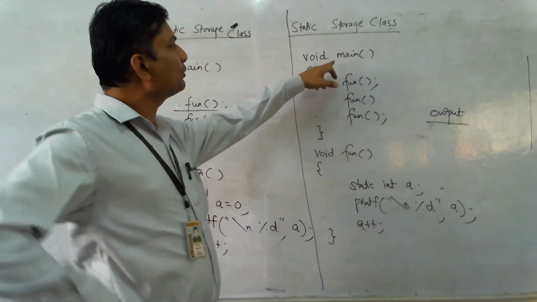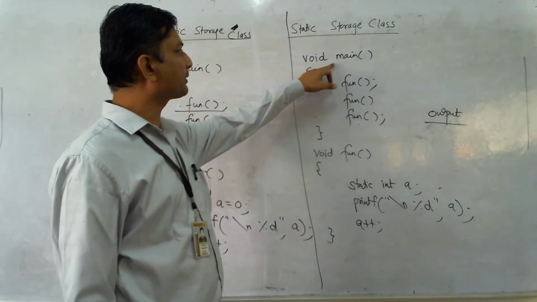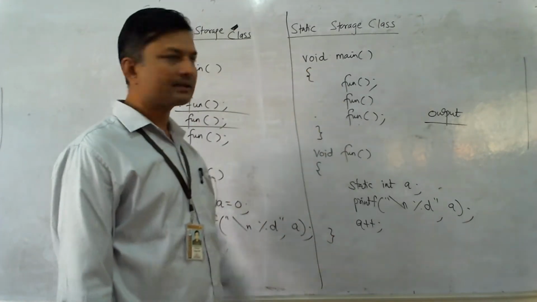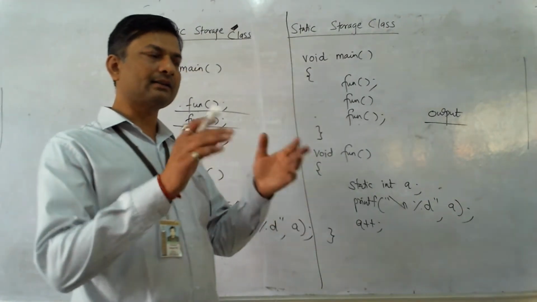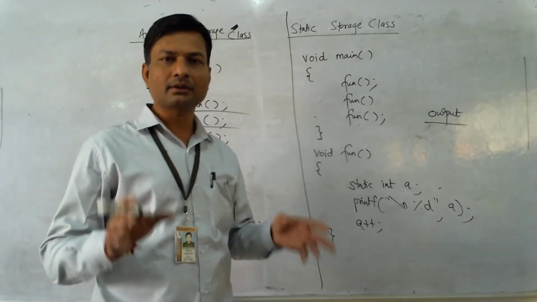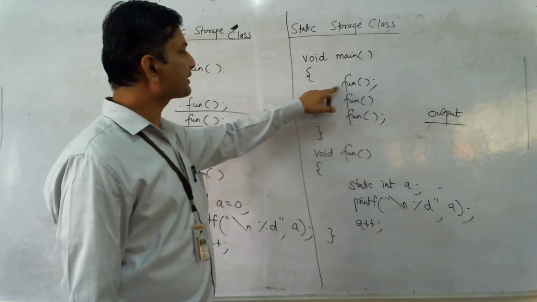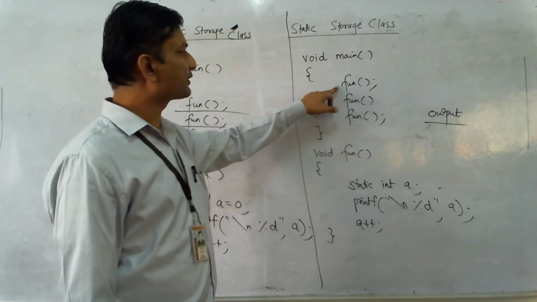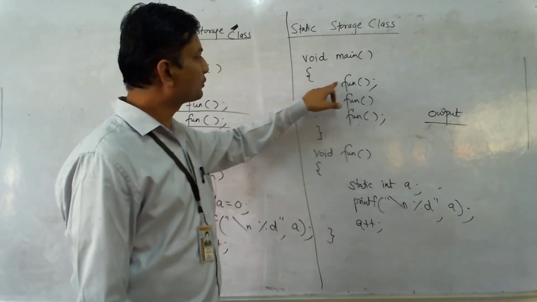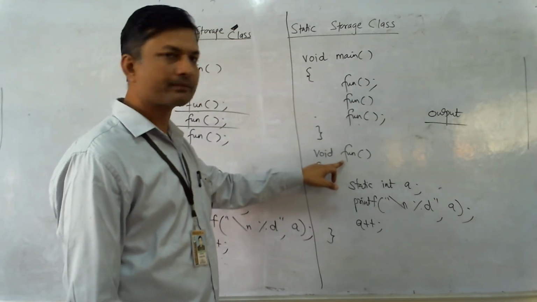We have two functions in this program. Number one is main and the second one is fun. We know that the execution of any program starts from main. So let's start from main. In the first line, a function named fun is called. So the control will jump to fun.